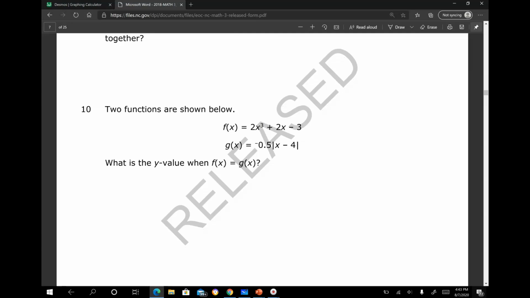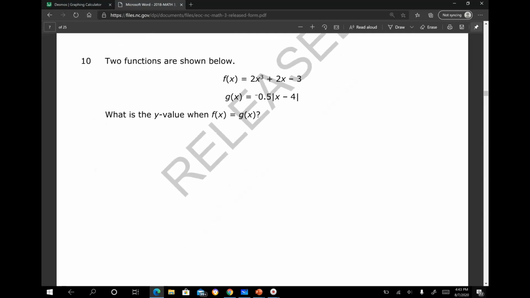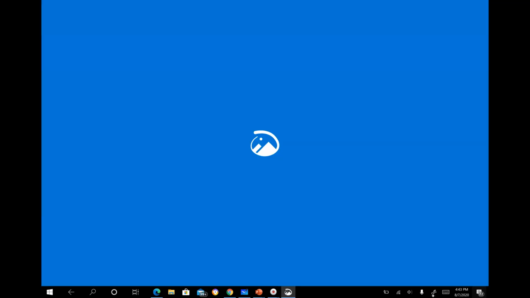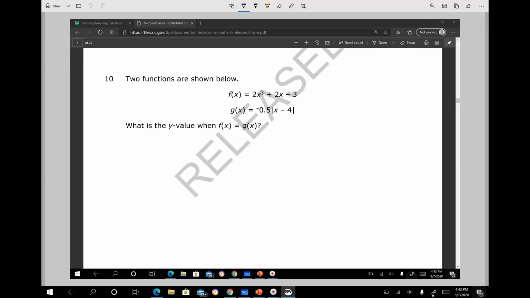Okay, so two functions are shown below. What is the y value when f of x equals g of x? So I want to know what the y value is here. I don't care about anything but the y value where these two graphs meet. Okay, so we're going to pull them up on Desmos.